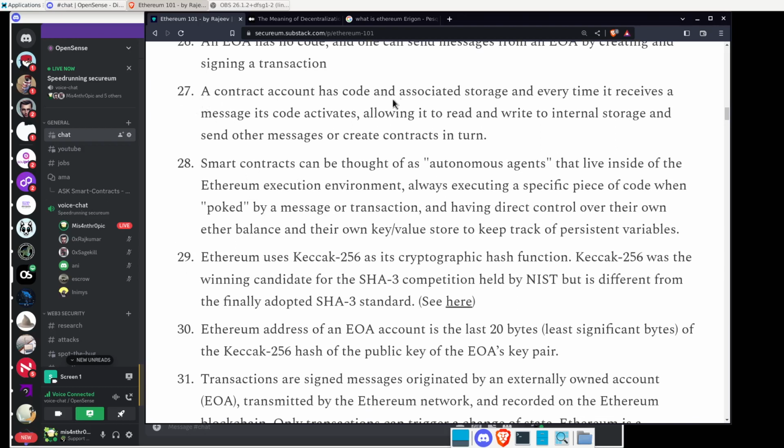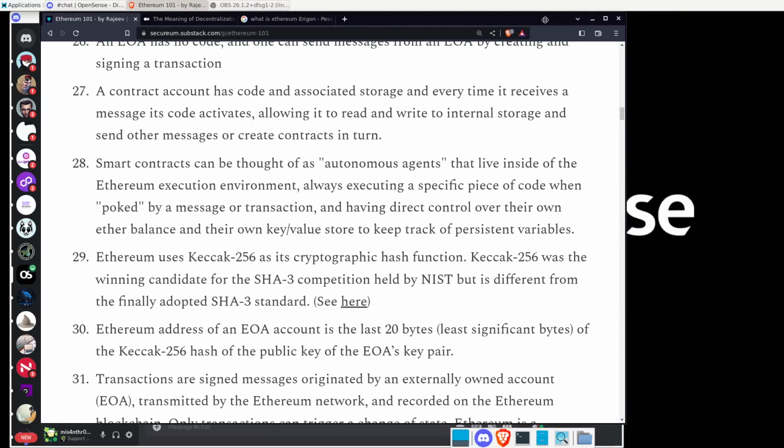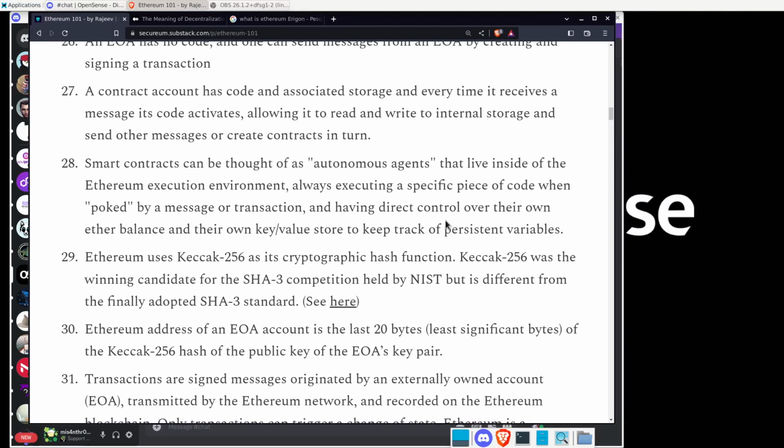A contract account has code and associated storage. Every time it receives a message, its code activates, allowing it to read and write to internal storage and send messages or create contracts in turn. Smart contracts can be thought of as non-autonomous agents that live inside the Ethereum execution environment, executing specific pieces of code when poked by a message or transaction, and having direct control of their Ether balance and their own key-value store to keep and persist variables.